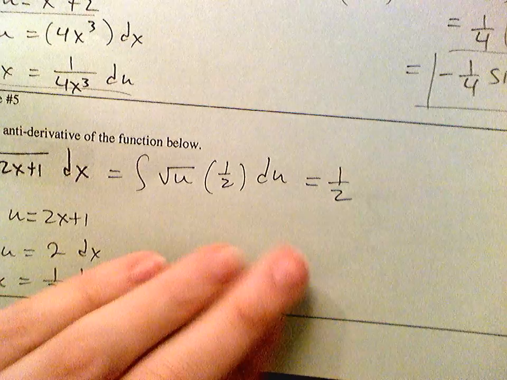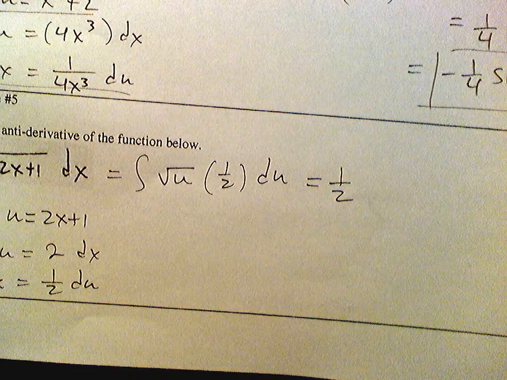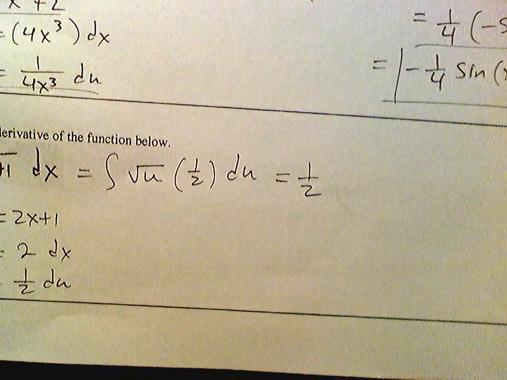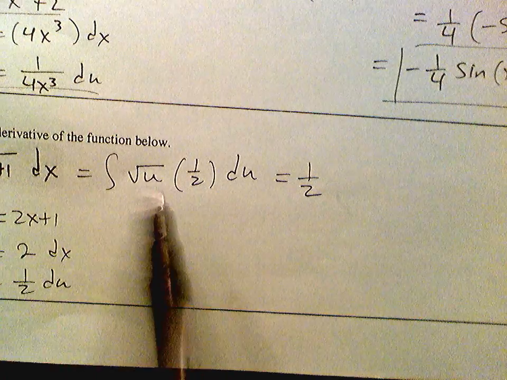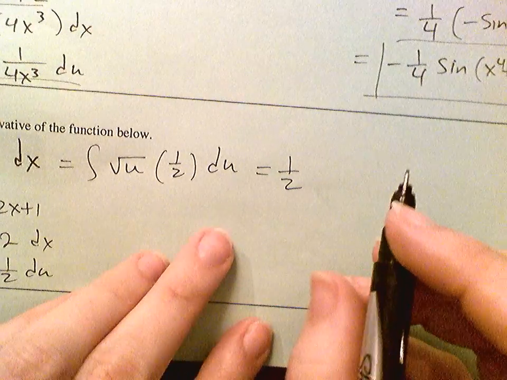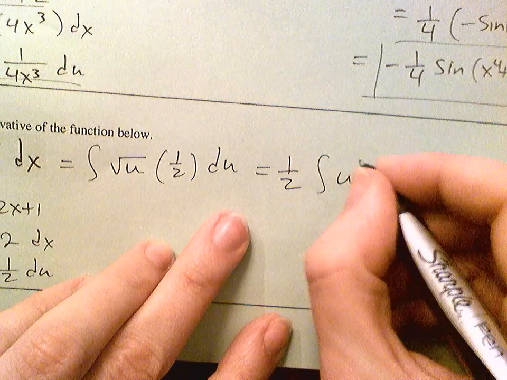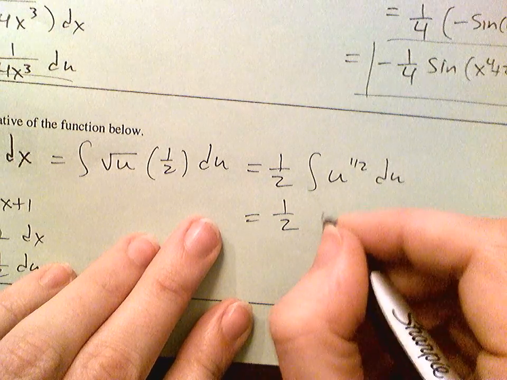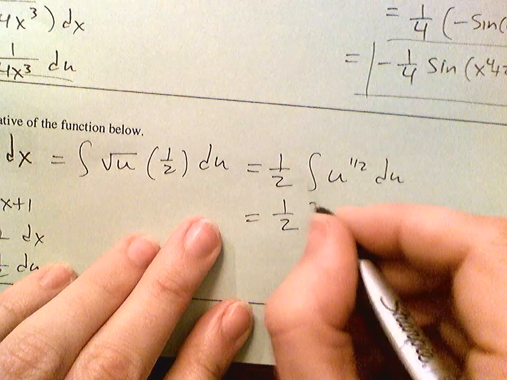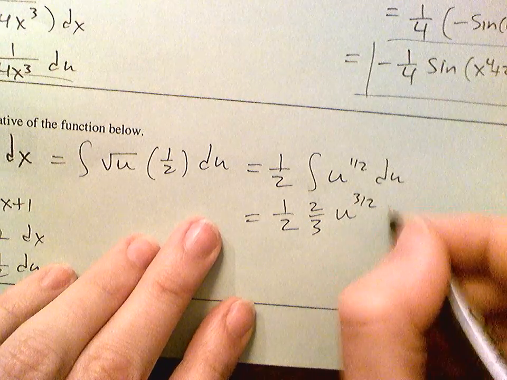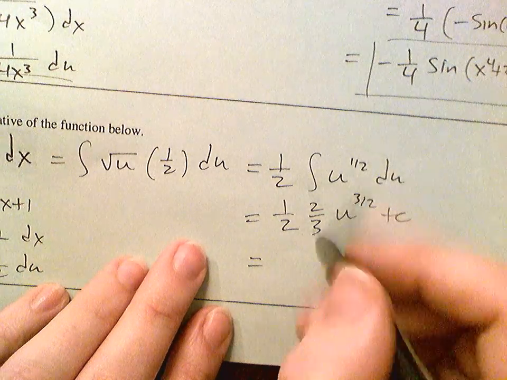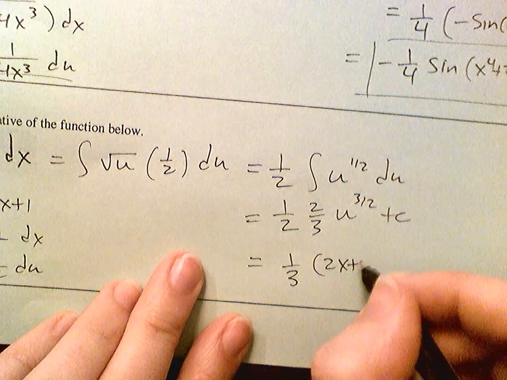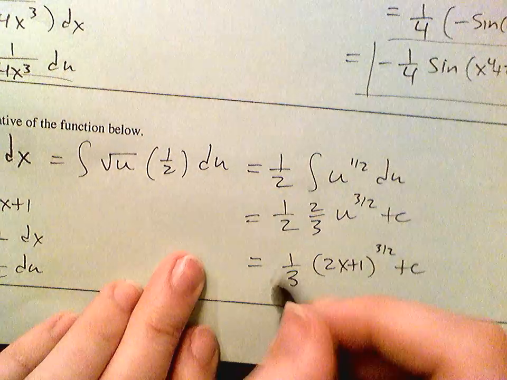This is the constant multiple rule. It works for derivatives, integrals, antiderivatives. If you're taking the derivative or the antiderivative of something, you can pull constant multiples out front of the operation. And then this is 1/2 times the antiderivative of u to the 1/2 du, which is 1/2 times 2/3 u to the 3/2 plus c, and then this is 1/3. What is u? It is 2x plus 1 to the 3/2 plus c.